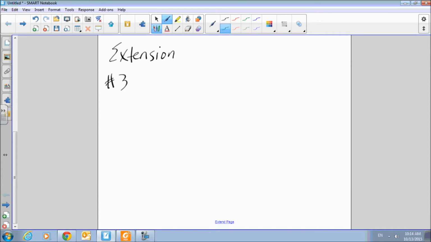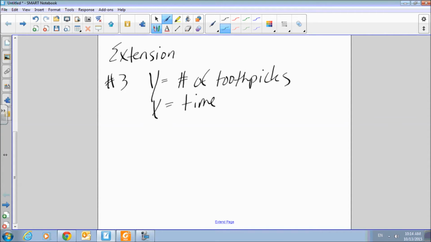So let's define y as the number of toothpicks in the bowl. And this is pretty simple algebra, so I think all of you have been exposed to this. And x would be our time. And what unit did we use for time? Seconds. So let's add that.